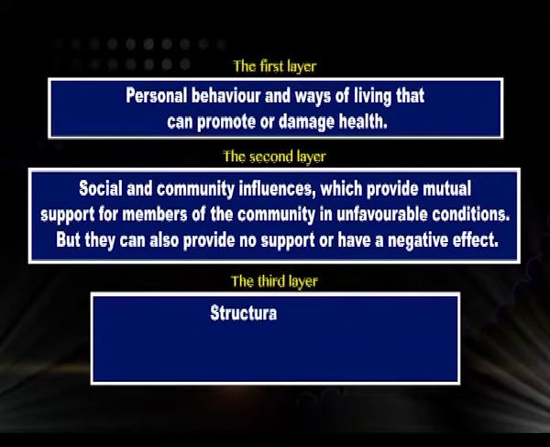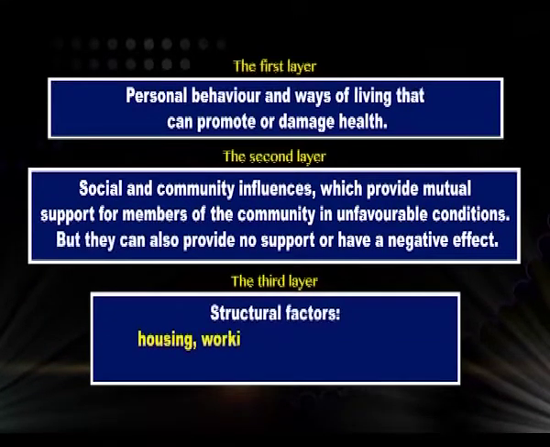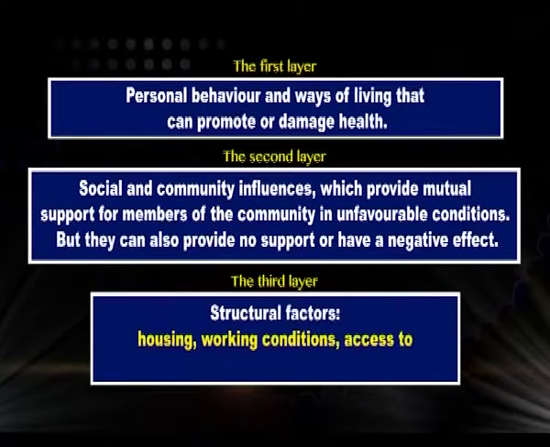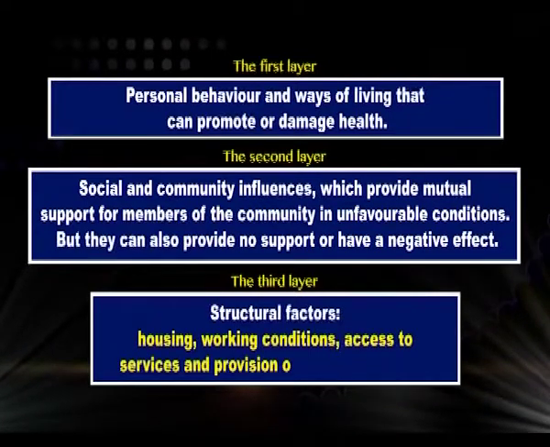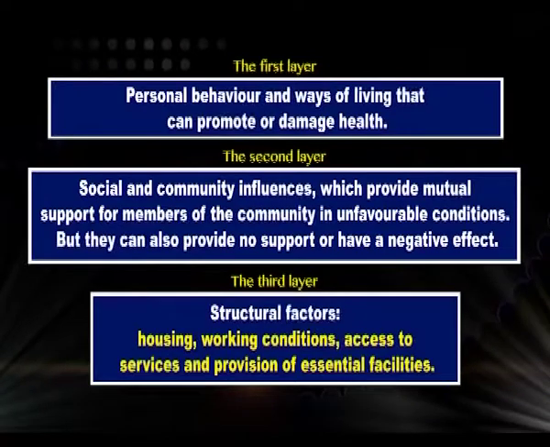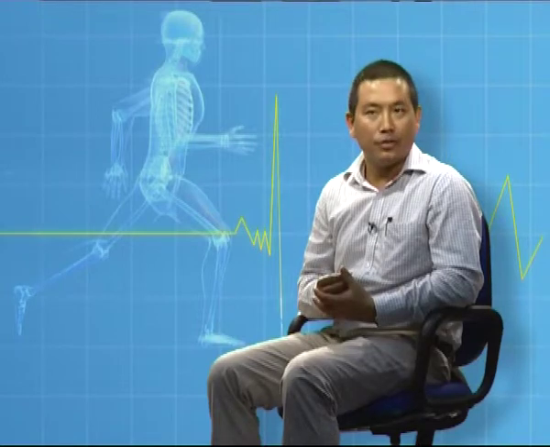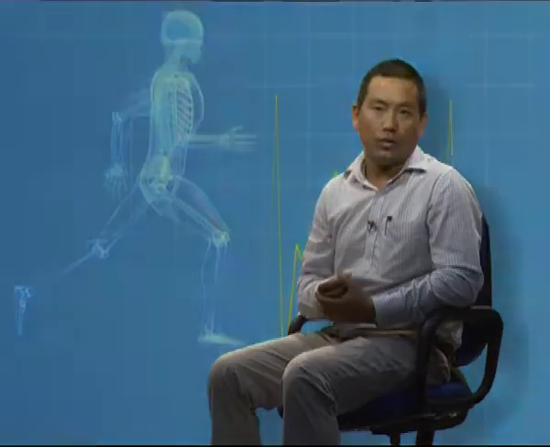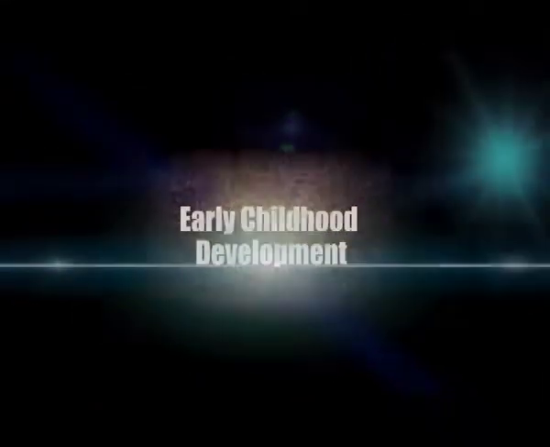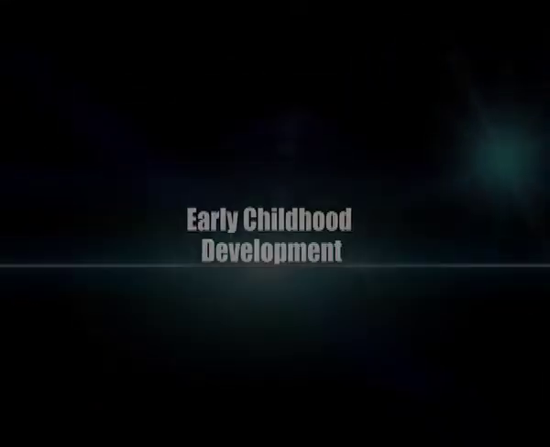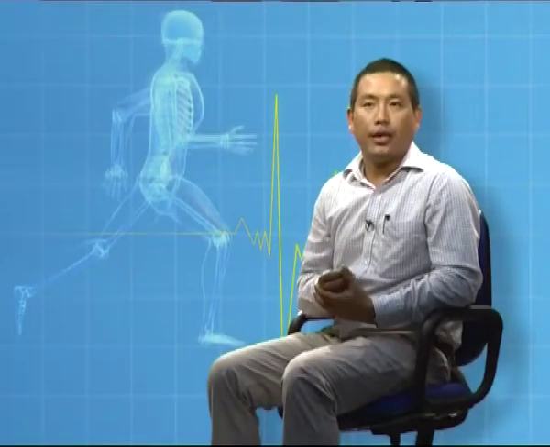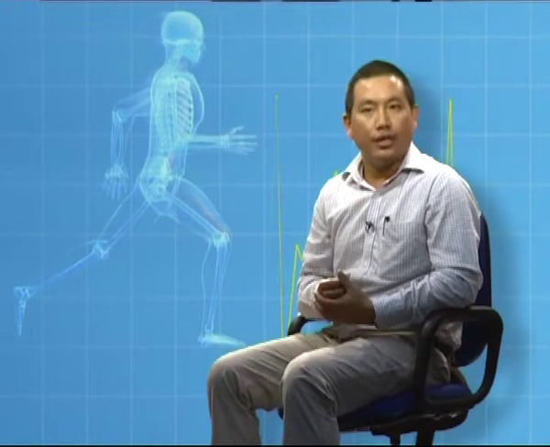The third layer includes structural factors like housing, working conditions, access to the services, and provision of essential facilities. Keeping in view the above models, the following health determinants are described as follows. Early childhood development. Prenatal and early childhood experiences have a positive impact on brain development, school readiness, and health in later life.